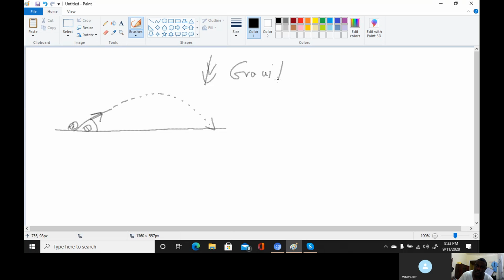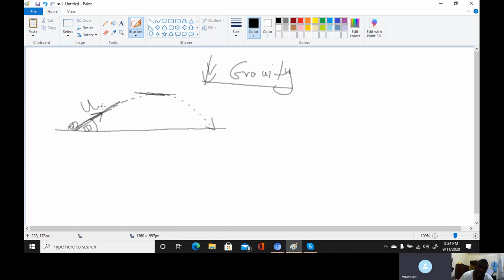This is something that we see every day. We know that gravity is acting on all objects. So if we fire an object at an angle like this, it's going to reach a maximum height, and then after reaching a maximum height, it's going to fall back down to the ground. That's the concept.